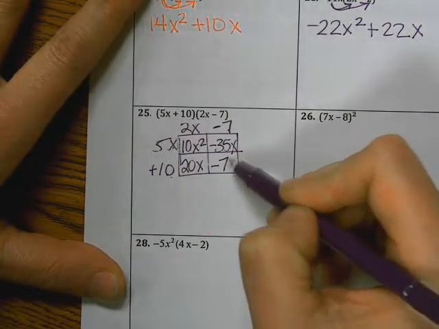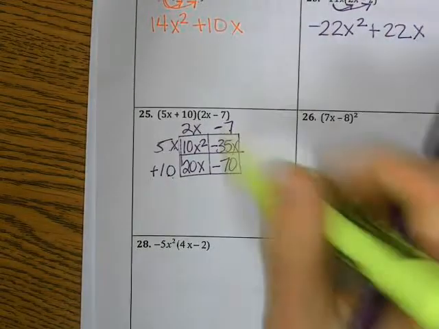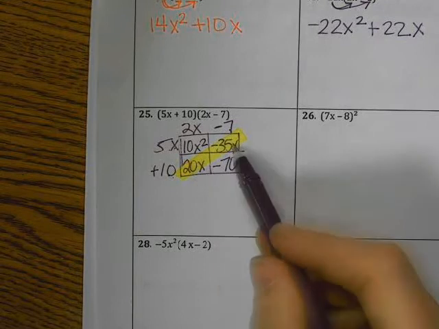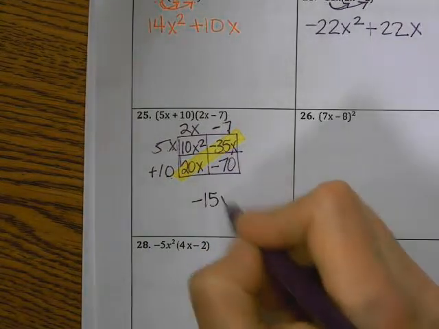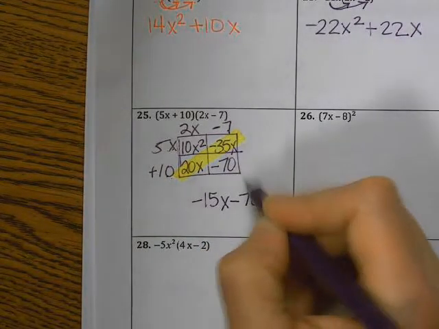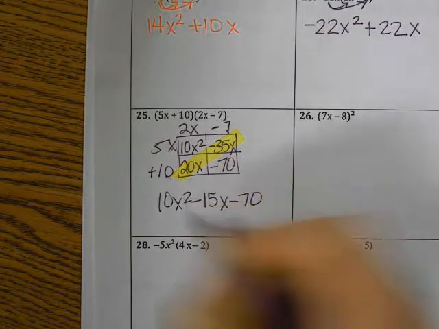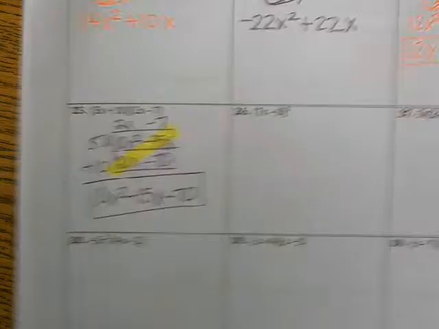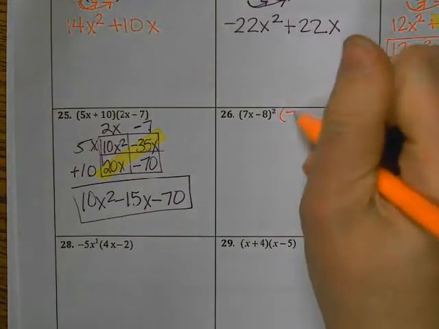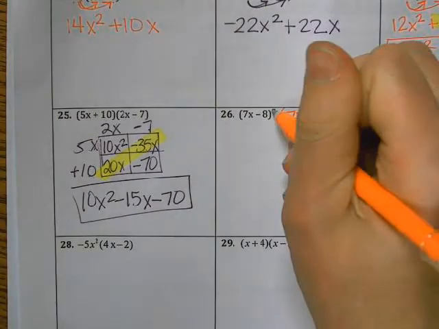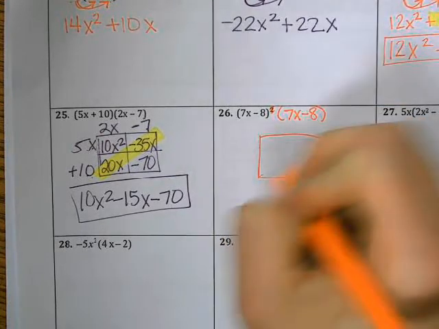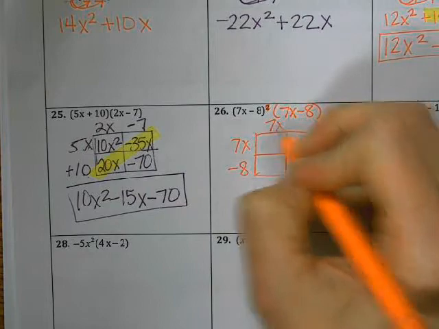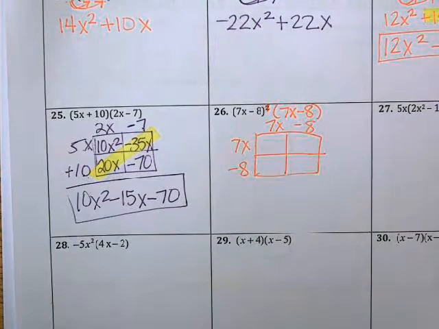10 times -7, -70. Now remember on these, you combine the two in the middle. 20 minus 35 is -15x. The -70 stays, and the 10x squared still goes at the beginning. 26, that squared means to write it twice. So we're going to draw a box. 7x minus 8 and 7x minus 8.